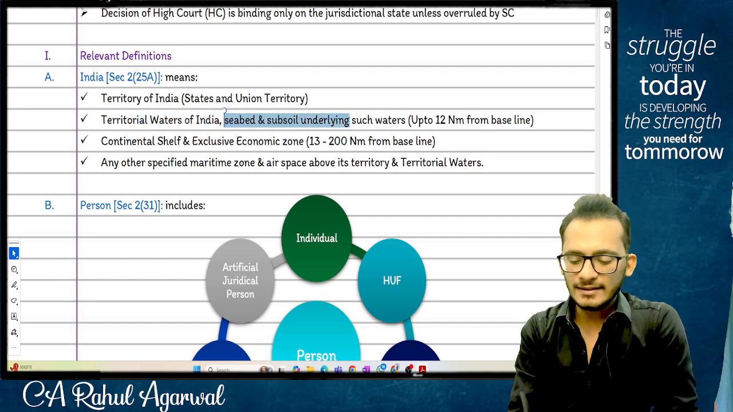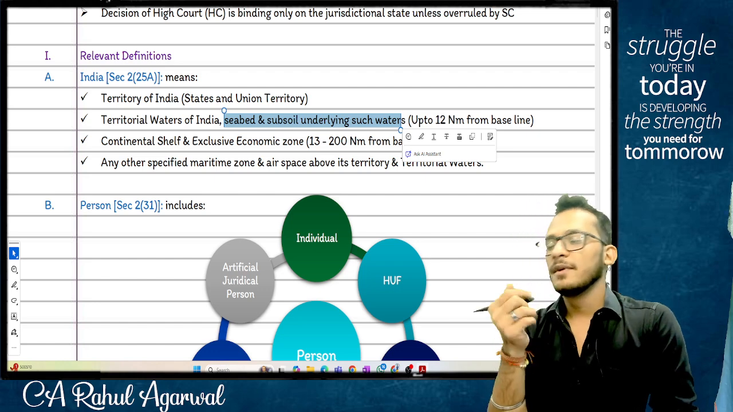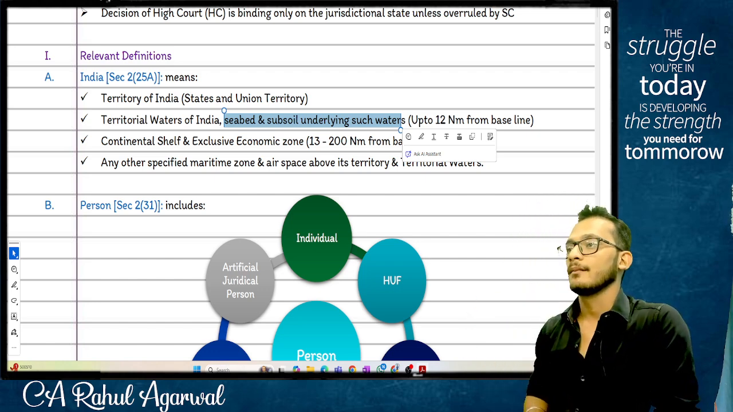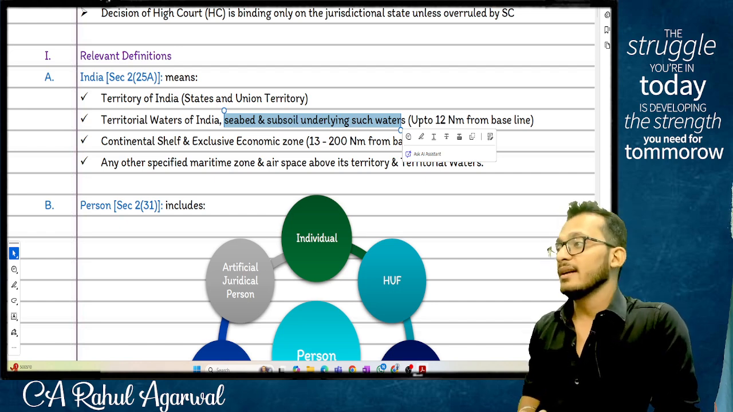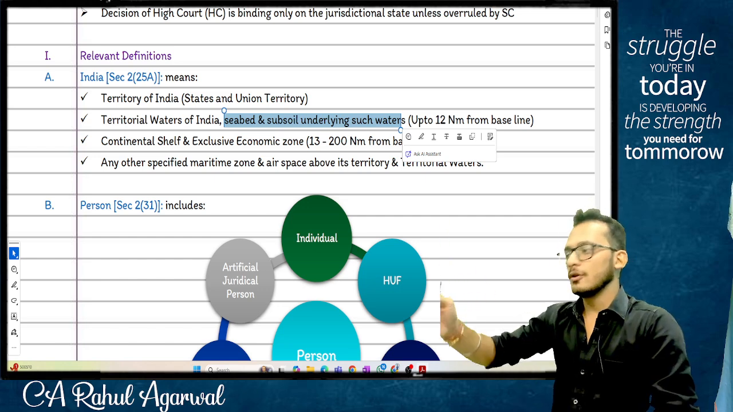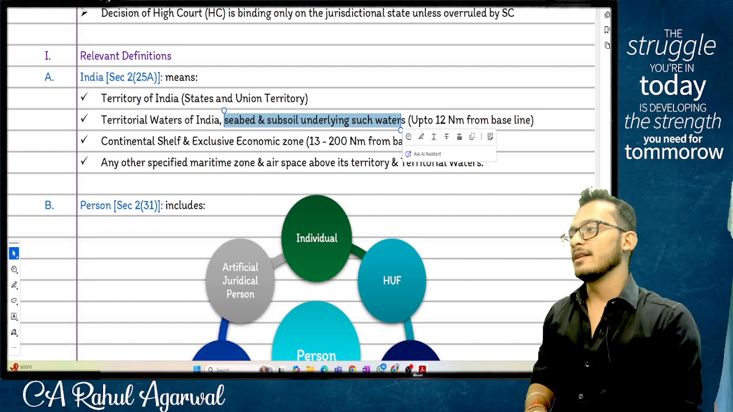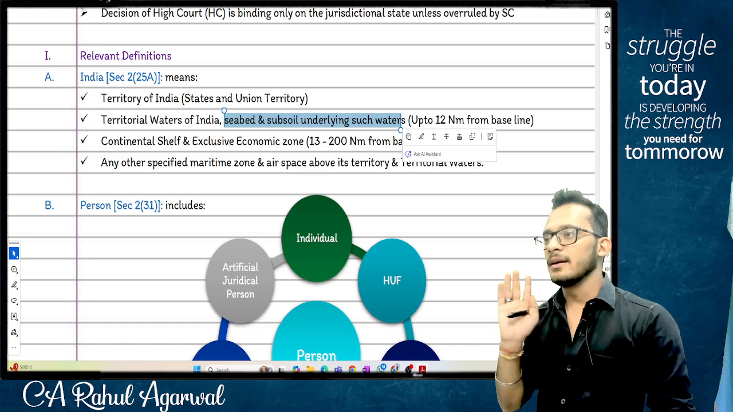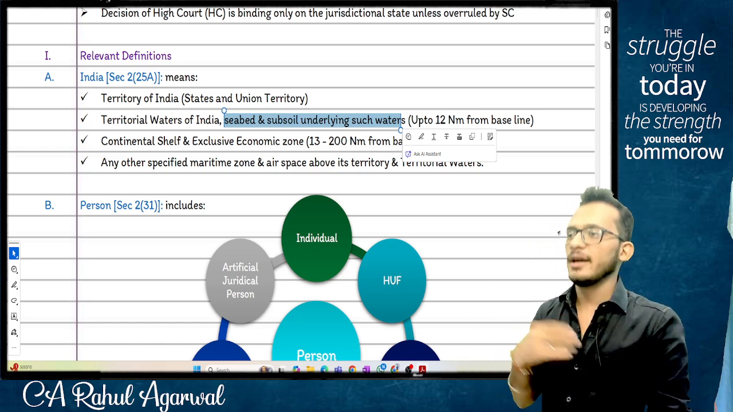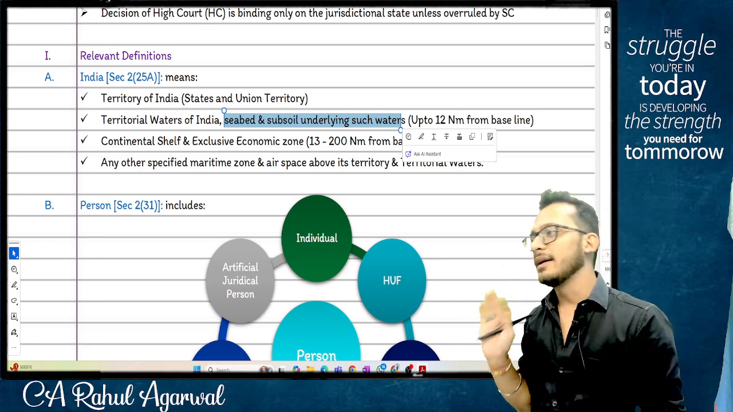Any kind of seabed and soil underlying such territorial waters. People, when you say territorial waters, you mean 12 nautical miles. It has been defined in every country that to the extent of 12 nautical miles from the landmass, that area will be called part of the main country. So for India also, up to 12 nautical miles, whatever area is there is part of India.